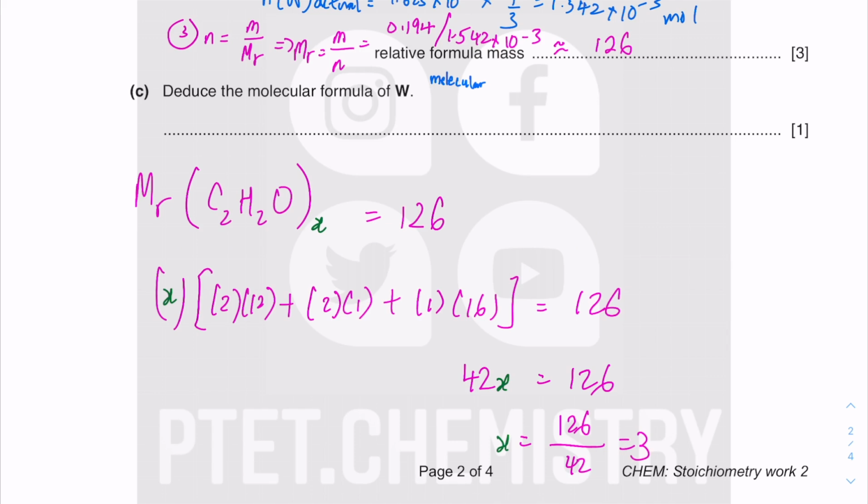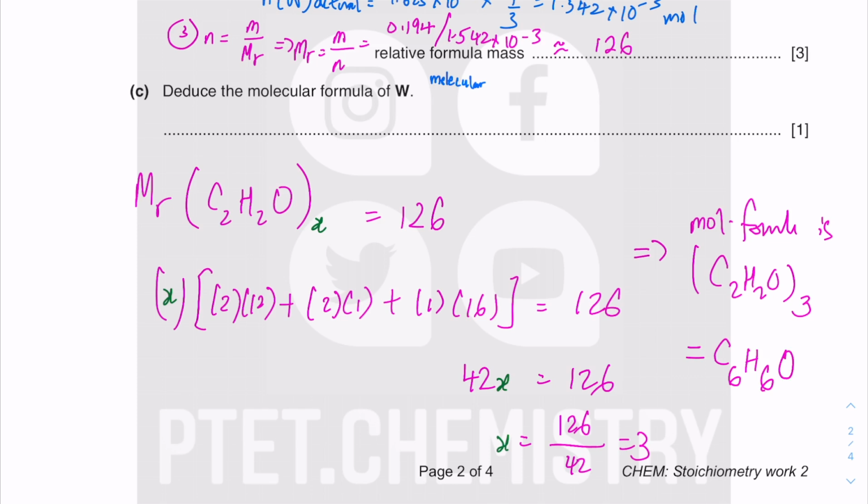It means how many multiples of the empirical formula will give me the molecular formula that has the mass of this. So the molecular formula is, well, the empirical formula, how many multiples of it? 3 of them, because x is equal to 3. That means 2 times 3 is 6, 2 times 3 is 6, 1 times 3 is 3, so I get C6H6O3. Okay?